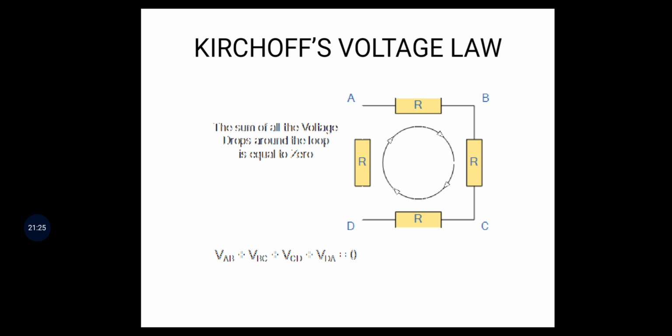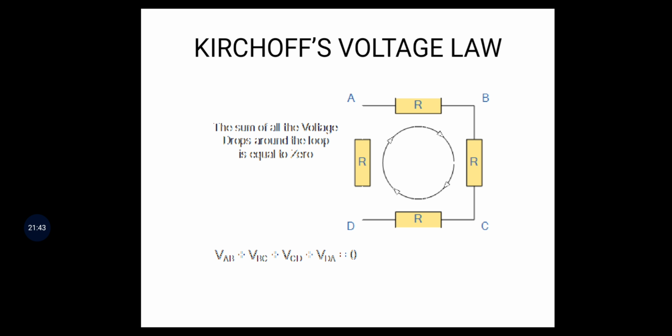When entering the current, we take the plus and minus sign. Leaving the current, we take the minus and plus sign. In this way, we apply the Kirchhoff voltage law in any circuit.